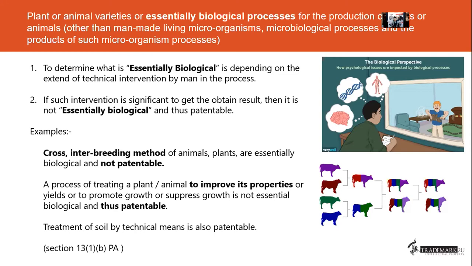So if you tell me, Lawrence, I found a way to grow Musang King durian so that it will crossbreed into a very specific, special kind of fruit, sorry, that is crossbreeding, non-patentable. Essentially biological.